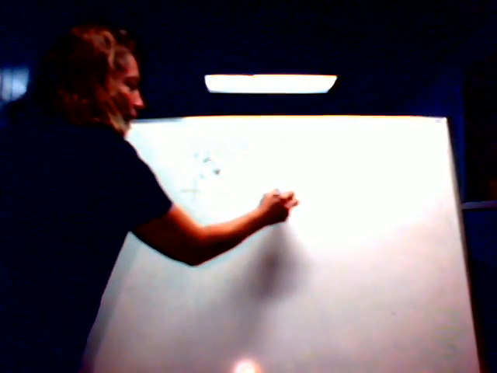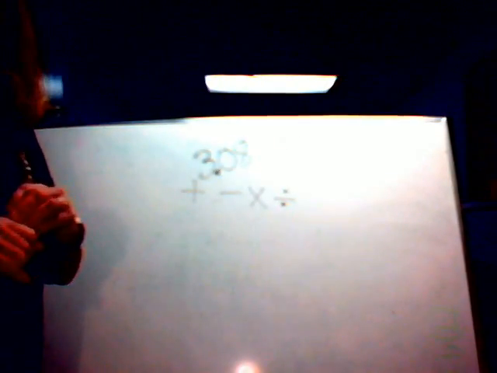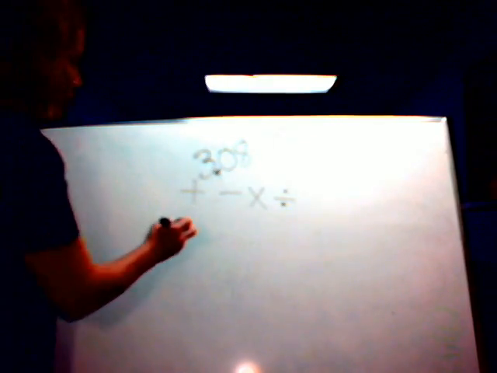This lesson is 3.08, which is function operations. Basically, operations mean mathematical combinations. So we're going to add, subtract, multiply, and divide our functions. Those are the four operations, and this is the notation for those.